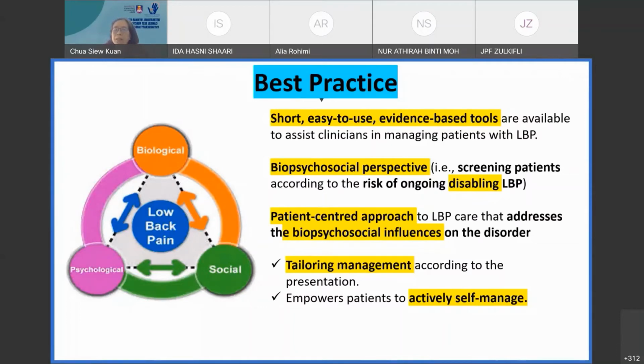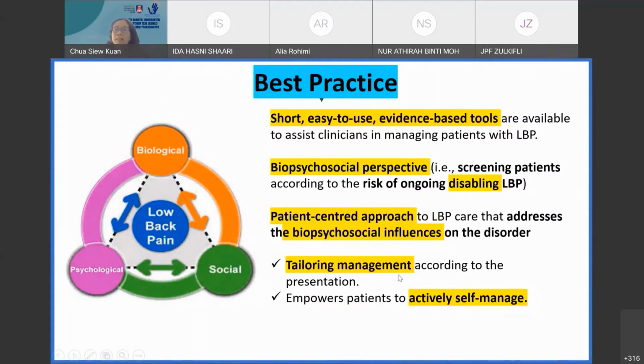But do bear in mind that the psychology aspect is mainly in the charge of clinical psychologists. Okay, for the biopsychosocial perspective, we can help in screening, provided you are familiar with screening tools. We have to screen to know whether this kind of patient is at high risk of ongoing chronic pain or disabling low back pain. So, patient-centered approach: you can give some choice and priority. If the patient does not prefer the exercise you suggest, you can give other options that suit the patient's environment or status at that moment. So, a patient-centered approach to low back pain care addresses the biopsychosocial influence on the condition itself.